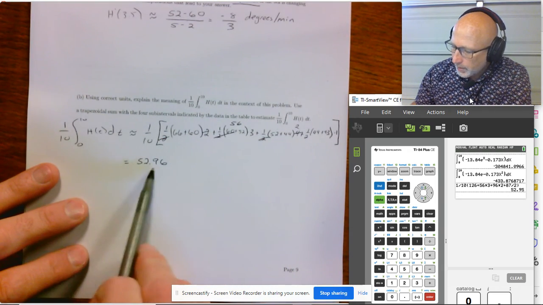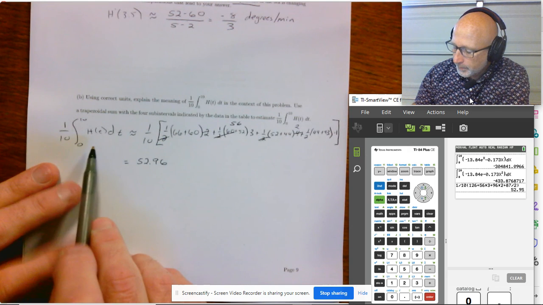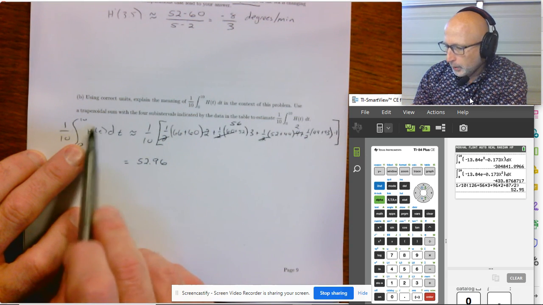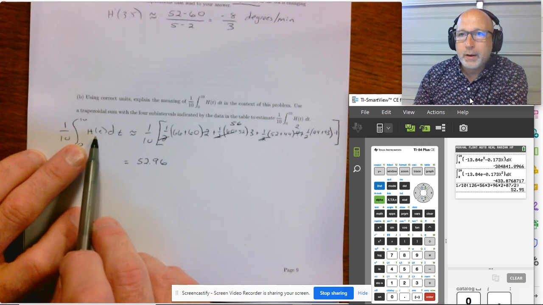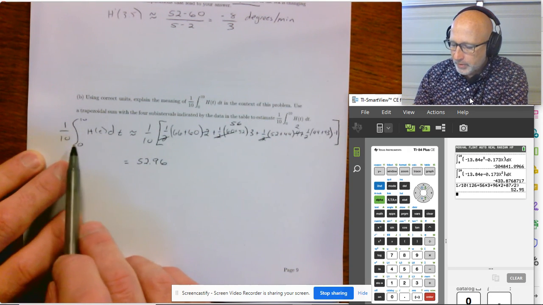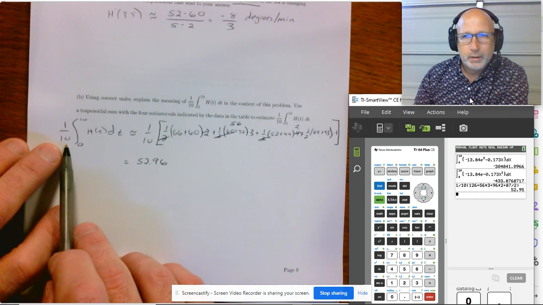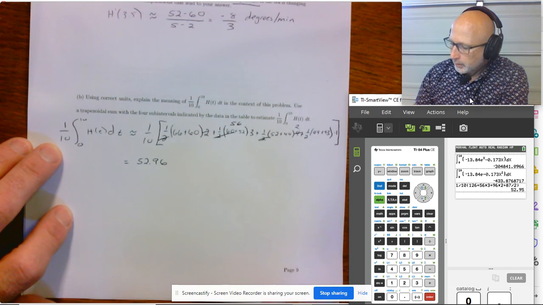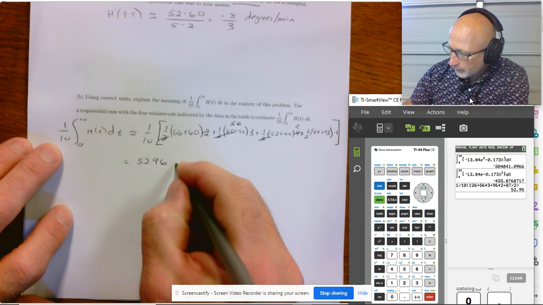Using correct units. So we don't have any units yet. Okay, so what did we do? We added up what h of t was, so it's the total amount of degrees, and then we divided by the length of the interval. So what we're basically doing is finding the average temperature. So all of this is degrees.